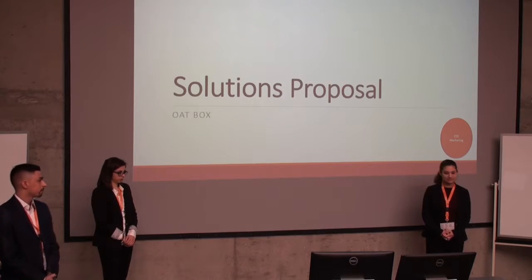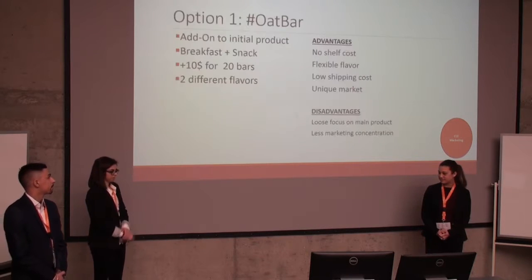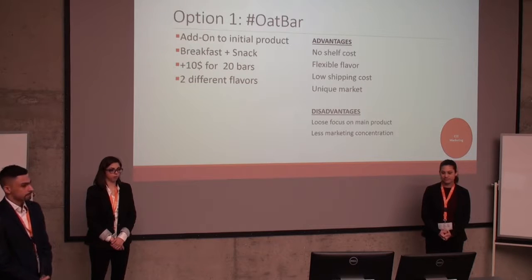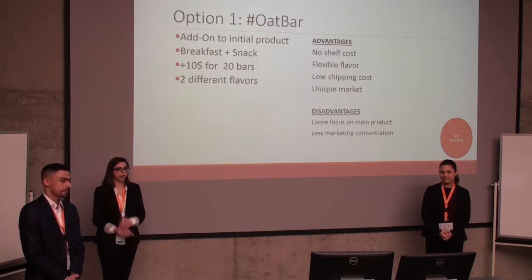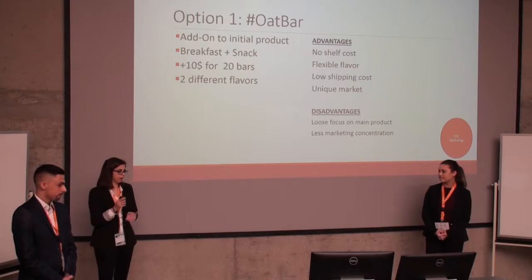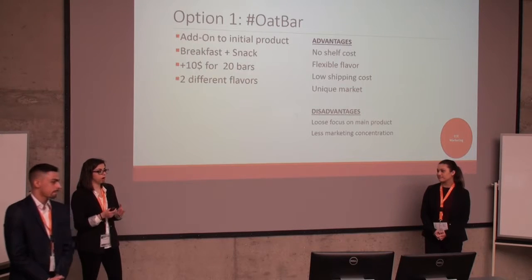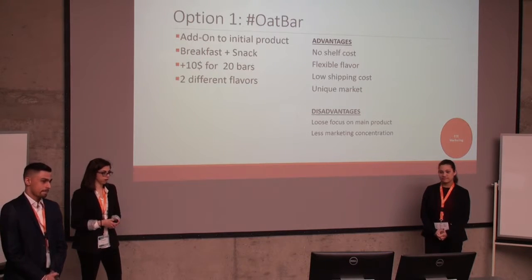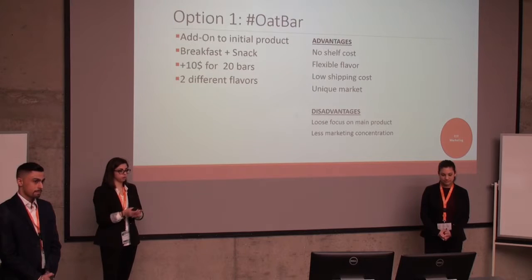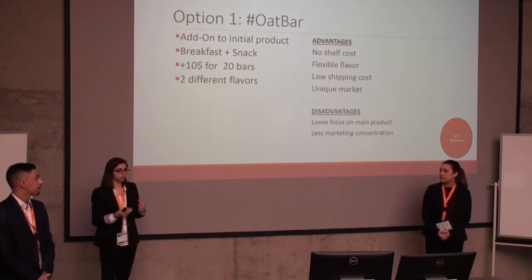So here's the first one. The first one is an oat bar. Right now, you are delivering a box of cereal. So the oat bar would be an add-on to the initial product. It's a breakfast. You're delivering the breakfast. We're going to offer the snack. So we want to add on the snack part.